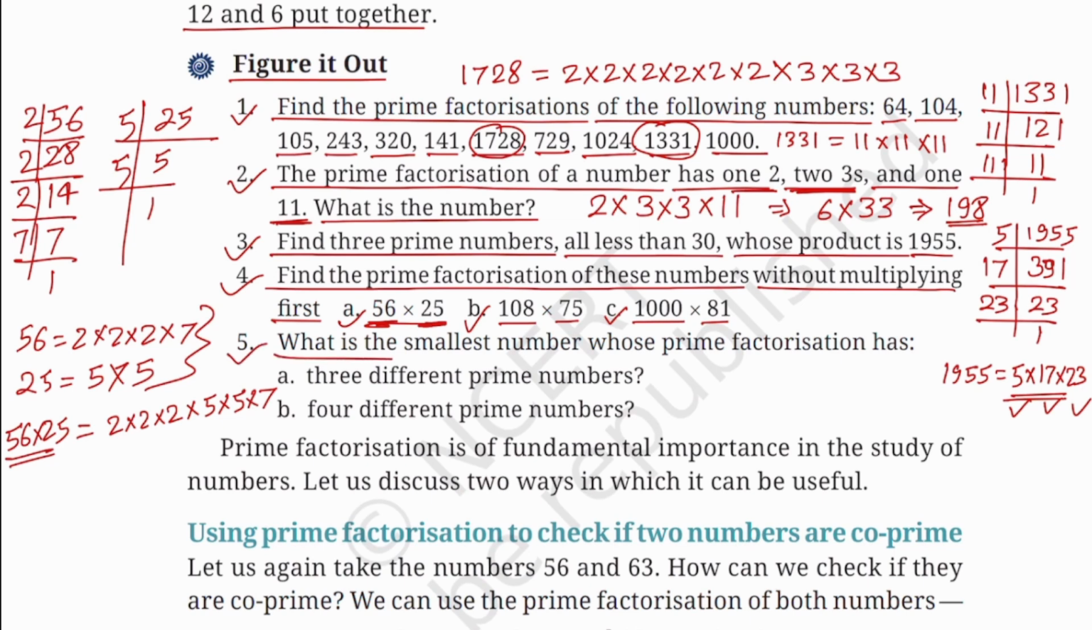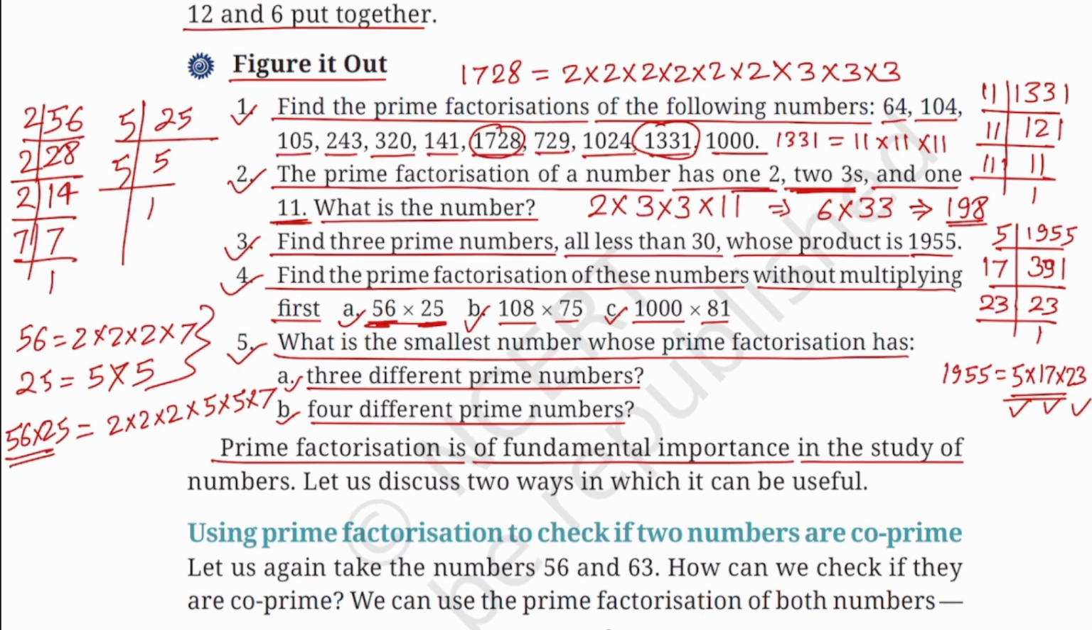5. What is the smallest number whose prime factorization has A. 3 different prime numbers, B. 4 different prime numbers? Try doing that. Prime factorization is of fundamental importance in the study of numbers. Let us discuss two ways in which it can be useful.